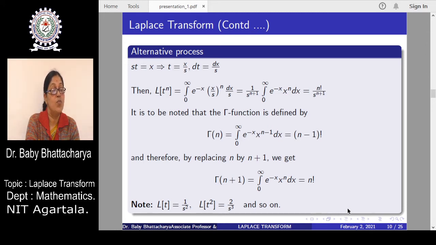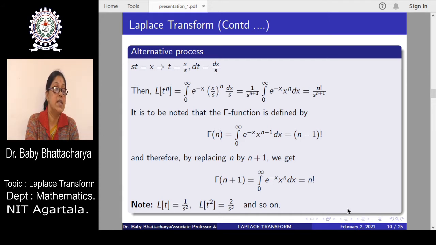Now we put this as n factorial by s^(n+1). How? You see, we are considering here the improper integral, the integration from 0 to infinity of e^(-x) x^n dx. So we are considering here the gamma function, and we note that the gamma function is defined as gamma n. What is gamma n? The integration from 0 to infinity of e^(-x) x^(n-1) dx.